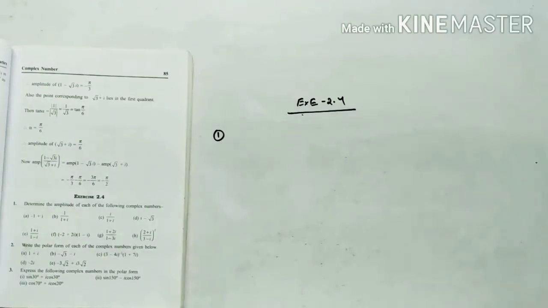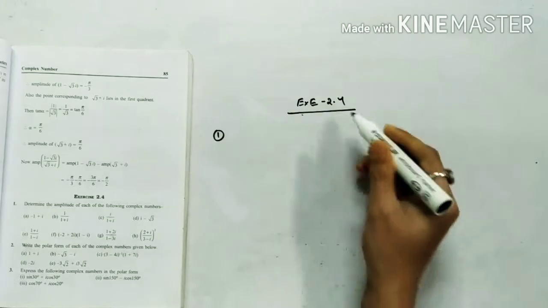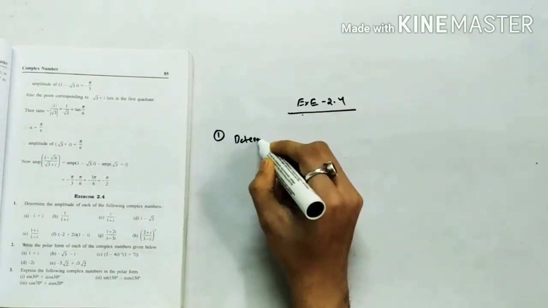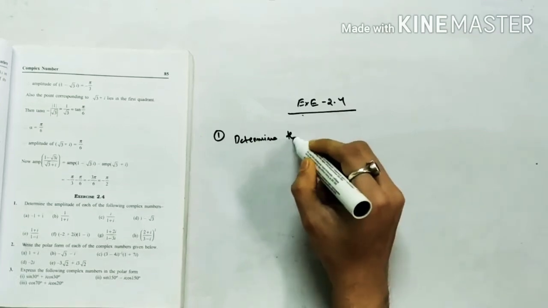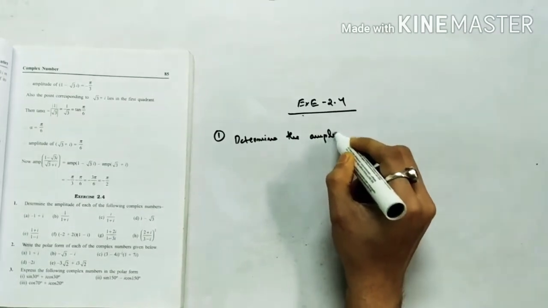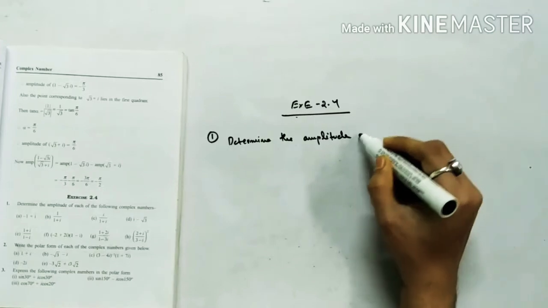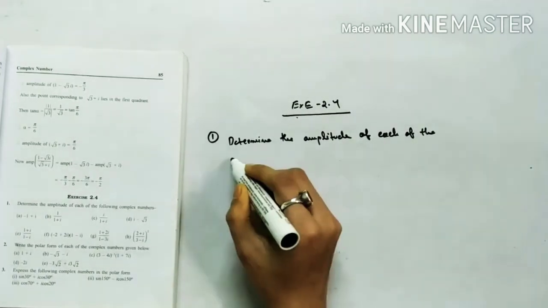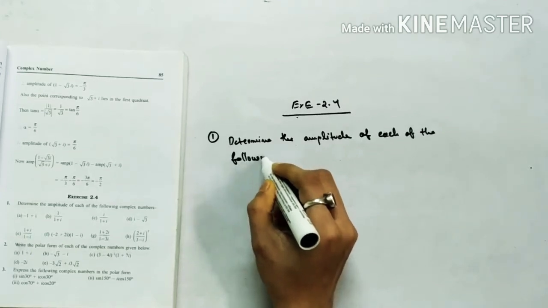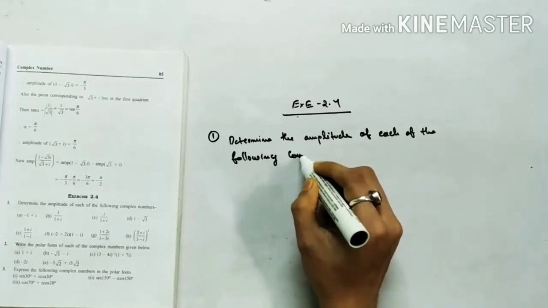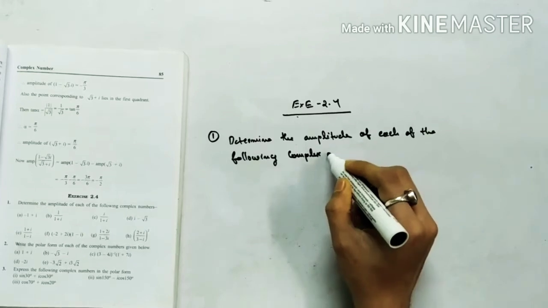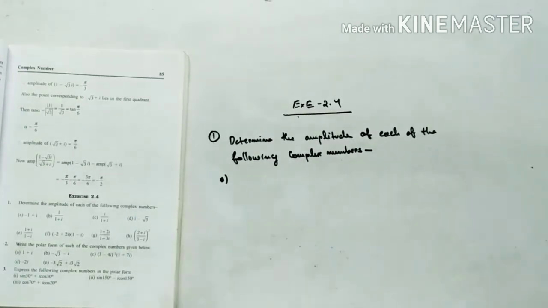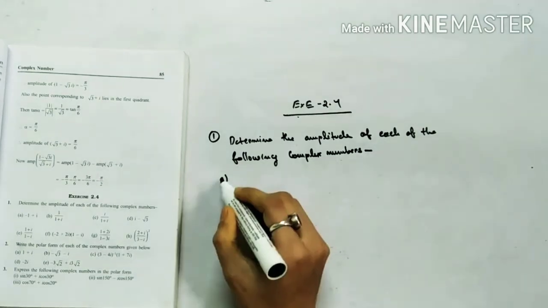Hello students of class 10 Advanced Mathematics, exercise 2.4, question number 1. Determine the amplitude of each of the following complex numbers. Okay, determine the amplitude of each of the following complex numbers.